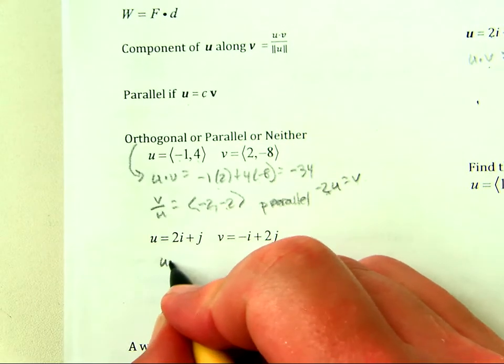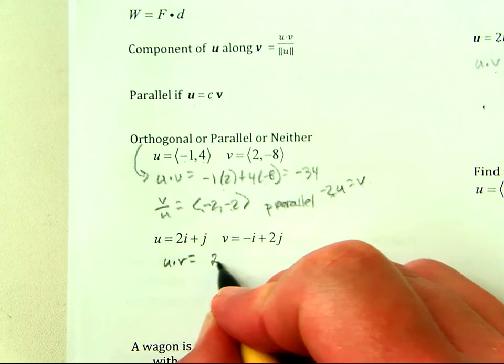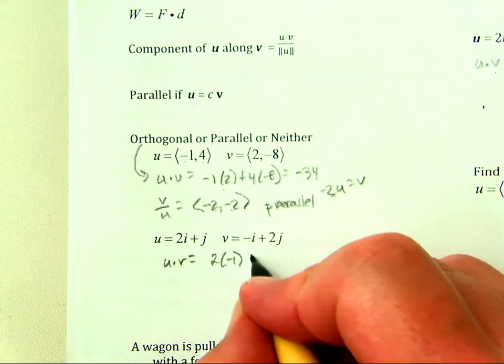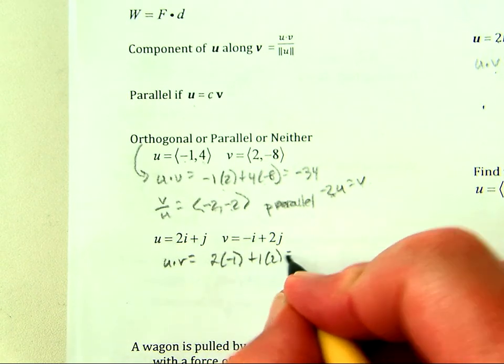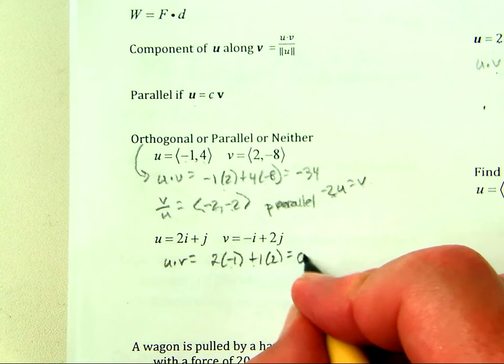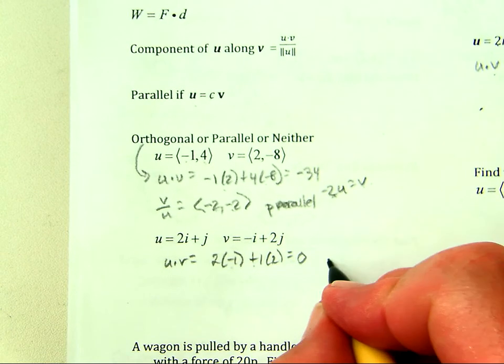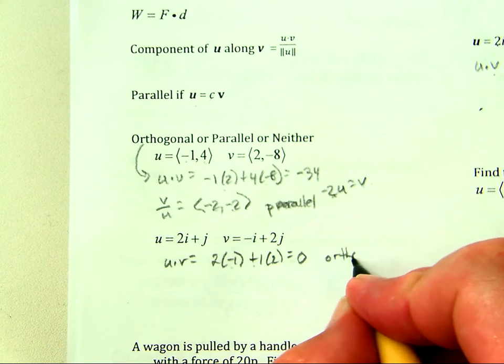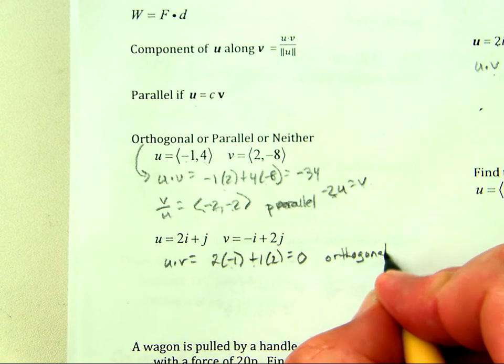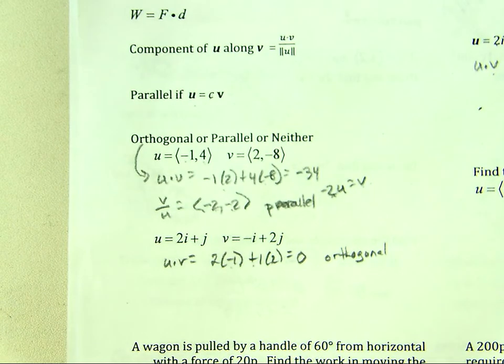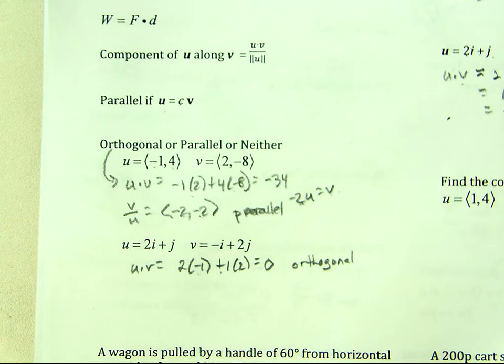Or this one, if I want to take u dot v, that would be 2 times -1 plus 1 times 2. Well, that's -2 plus 2, which is 0. Since the dot product is 0, these two are orthogonal. All right.